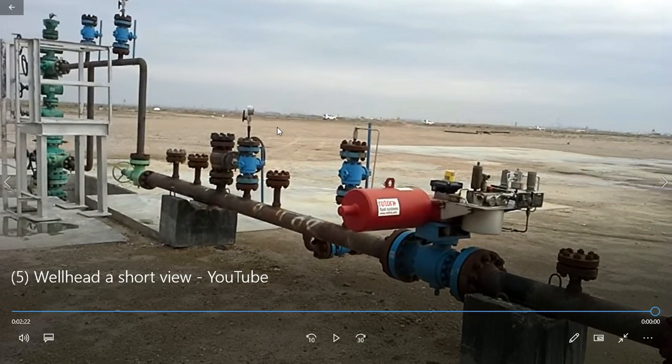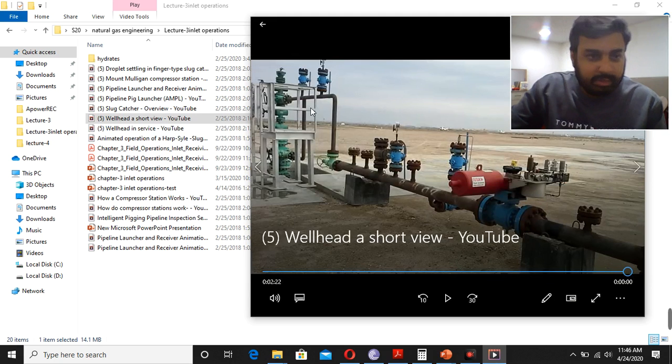So this was just a general introduction to the wellhead. You can see here we have the Christmas tree and the gas is coming out. Here we have the pressure and temperature gauges, and then the gas flows from here, and this is the rotary valve. From there we control all these hydraulically operated valves.